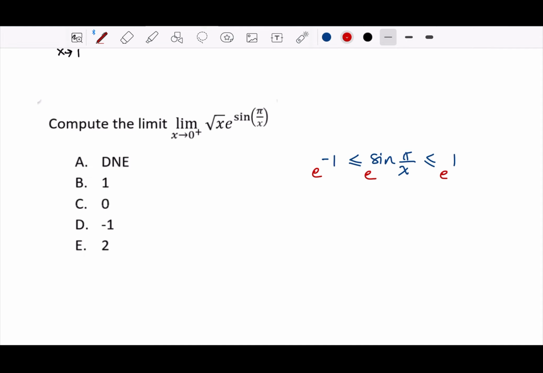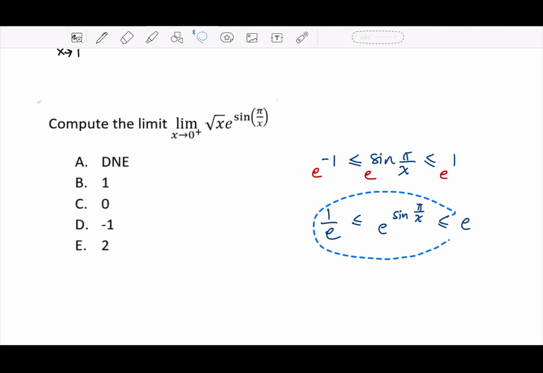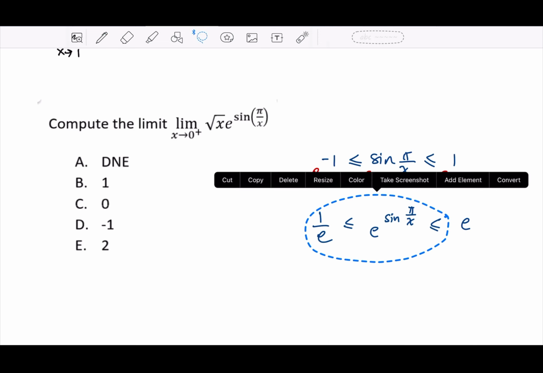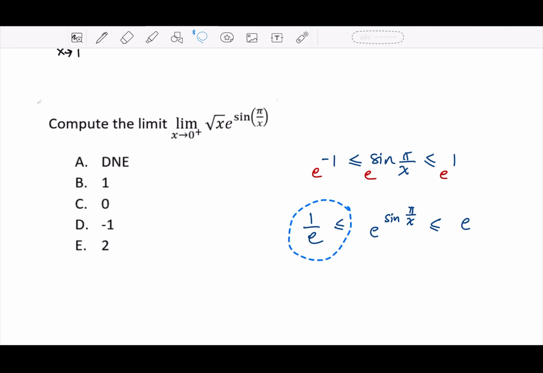Okay, and then maybe I can write this becomes 1 over e, and this becomes e to the sine. And what else? We need just to apply the square root of x to all these three inequalities, these three equations, okay. So we can apply that as well.